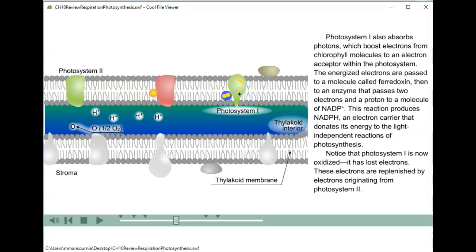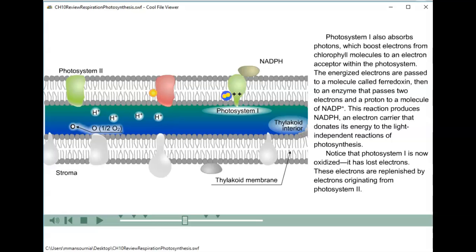Photosystem 1 also absorbs photons, which boost electrons from chlorophyll molecules to an electron acceptor within the photosystem. The energized electrons are passed to a molecule called ferredoxin, then to an enzyme that passes 2 electrons and a proton to a molecule of NADP+. This reaction produces NADPH, an electron carrier that donates its energy to the light-independent reactions of photosynthesis.